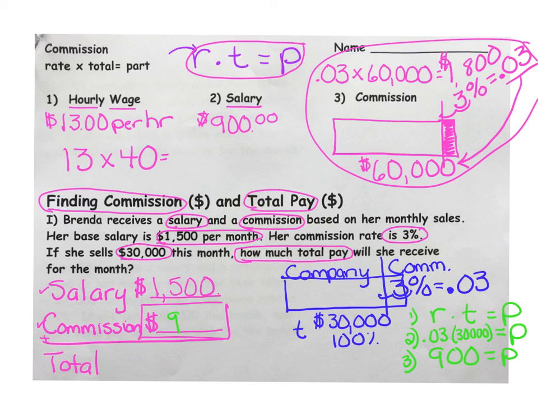We take that $900 and we're going to add it to her fixed salary to find her total pay. Altogether, her total pay is $2,400 for the month. Part of that pay is her salary, and the other part is her commission. Now that you've taken notes in your spiral, we're going to watch the video for page 6 and complete some problems together. This concludes page 5.